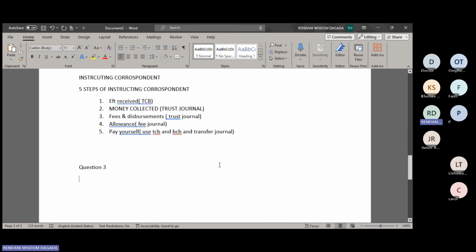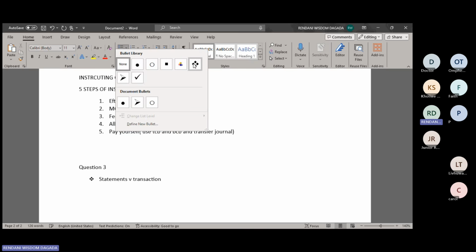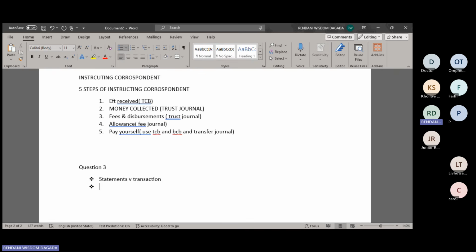Question 3 is conveyancing. Guys, conveyancing is so easy. And they always ask it the same way every single time. What you need to know to pass conveyancing is, you need to distinguish between statements versus transactions. What is a statement and what is a transaction? When I'm reading, is this thing that I'm reading here a statement? Is this thing that I'm reading here a transaction? Number 2, what you need to be able to do is know deposits and payments, so that a deposit goes on the debit side, a payment goes on the credit side.